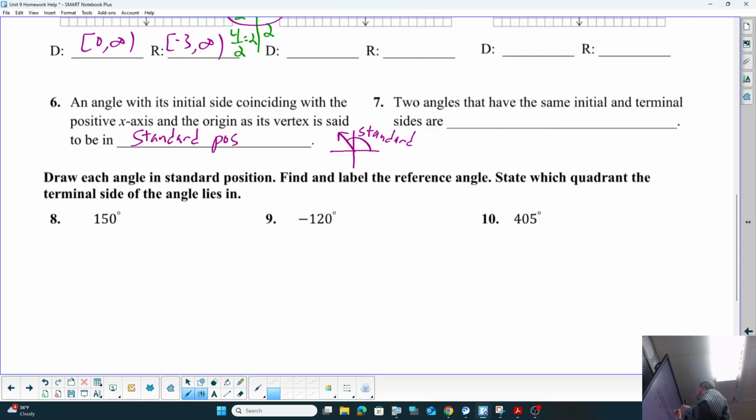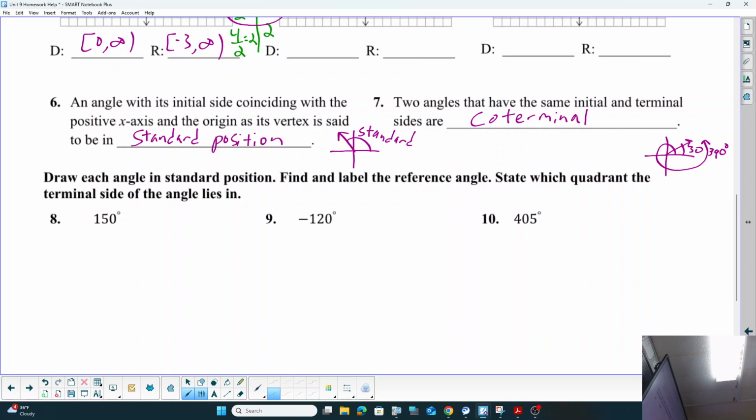Standard position. Two angles that have the same initial and terminal sides are, so we're talking about like 30 degrees, for example. But then also if you go around 360 and then you go 30 more, that'd be 390. So that would be coterminal. They both share the same terminal side. Coterminal angles. Two angles that have the same initial and terminal sides are coterminal.